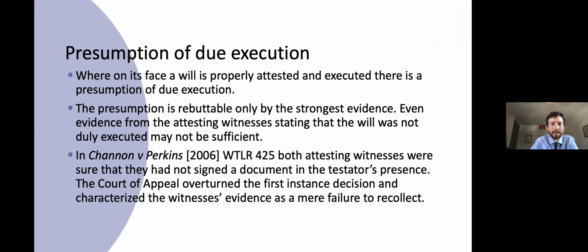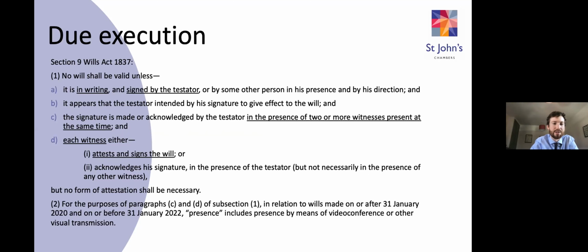You may be wondering, if you look at those different elements, if you're seeking to propound a will, well, how do I prove each of those elements? And it could be quite difficult to provide positive evidence that the witnesses were in the room at the same time and actually witnessed the signature, especially if it was a long time ago and you're perhaps a beneficiary who had nothing to do with the execution of the will.